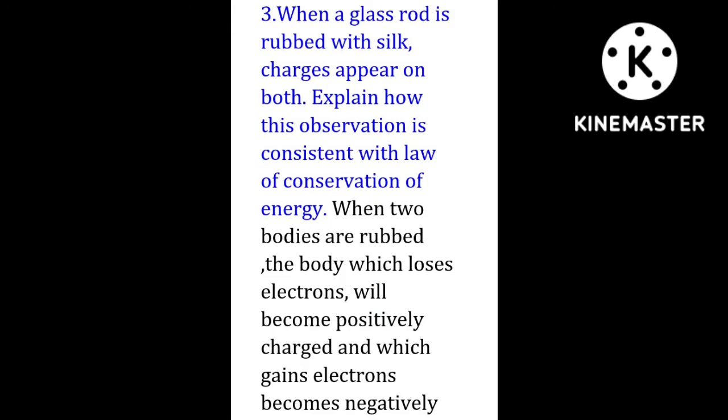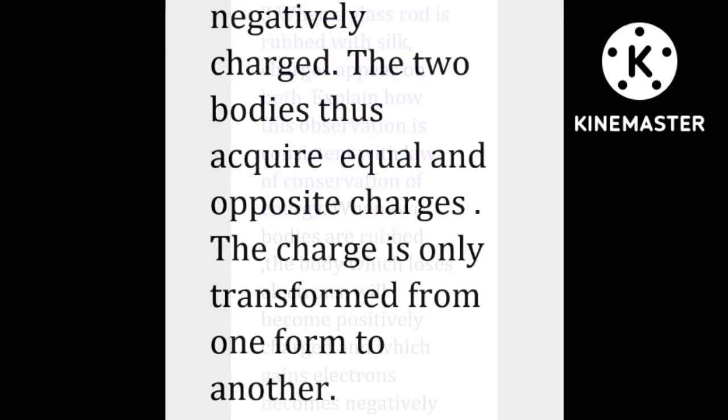When a glass rod is rubbed with silk, charges appear on both. Explain how that observation is consistent with the law of conservation of charge. According to the law of conservation of charges, for an isolated system, the net charge always remains constant. The charges can be transferred from one part of a system to another, but the net charge will always remain constant. So in this case, when two bodies are rubbed, the body which loses electrons becomes positively charged and the one which gains electrons becomes negatively charged. The two bodies thus acquire equal and opposite charges. The charge is only transferred from one form to another.